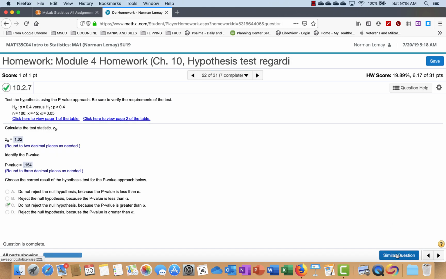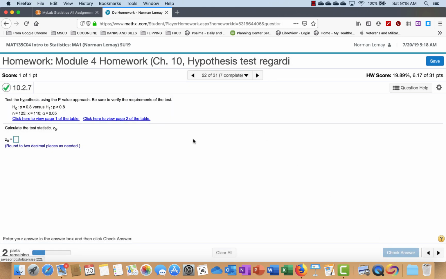Number 22. This one is asking us to perform the hypothesis test for a population proportion. We're going to use the p-value approach. Let's note that we are given a null of p equals 0.08, and an alternative that p is greater than 0.08. We're given n, x, and alpha. So all we have to do is fill in the blanks. The first thing this is asking us to do is to find the test statistic here.